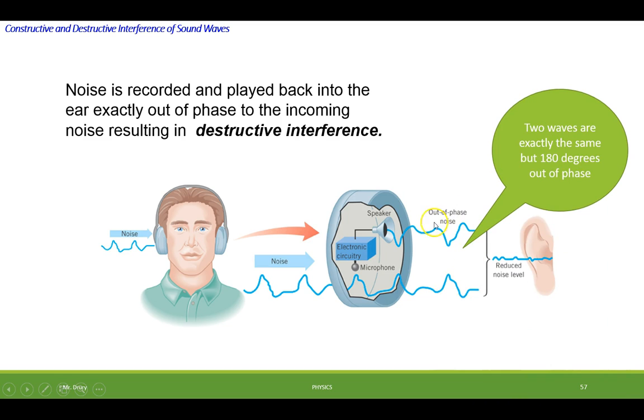So the two waves are out of phase. Like here where there's a crest, there's a trough here. And it ends up canceling the noise. So it's kind of interesting when you think about it. By playing noise out of phase with the incoming noise, it cancels it because of completely destructive interference.